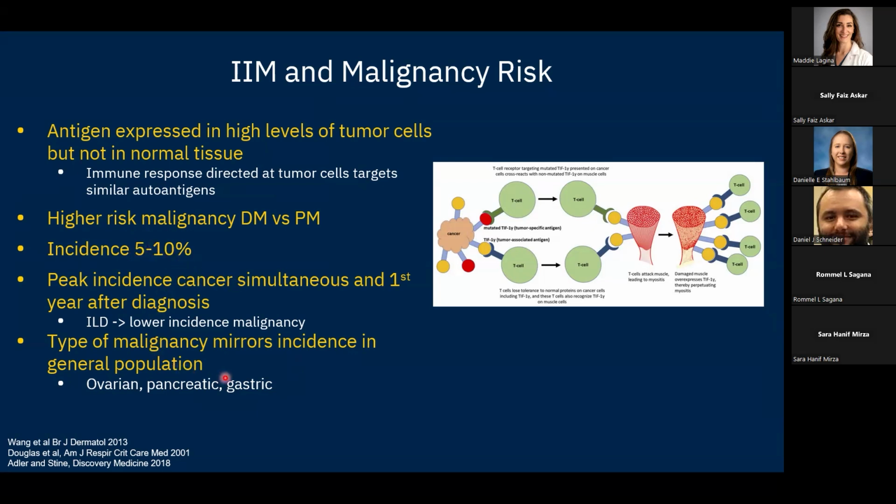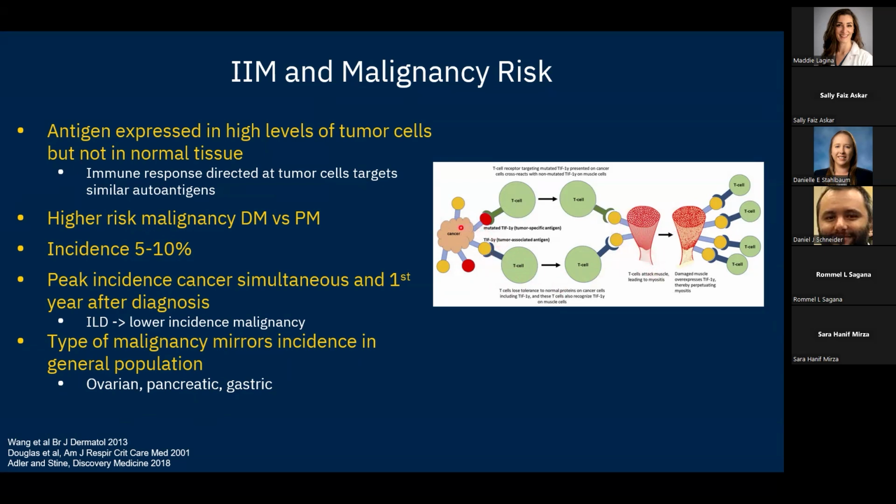The types of malignancies that we see often mirror the incidence in the general population, but notably there's a higher risk of ovarian, pancreatic, and gastric cancers in this population than in the general population. And what we think is happening, similar to other paraneoplastic processes, is that the tumor cell is expressing an antigen, the immune system is recognizing that antigen and trying to clear the tumor cells. And by doing that, it makes autoantibodies that then recognize antigens in the host cell and ultimately cause damage.